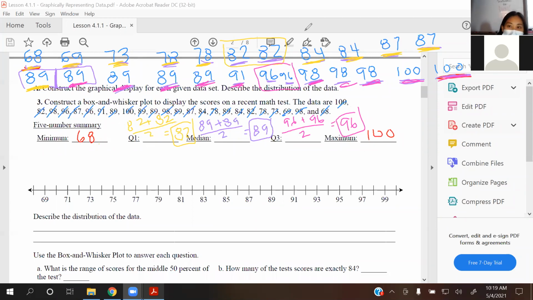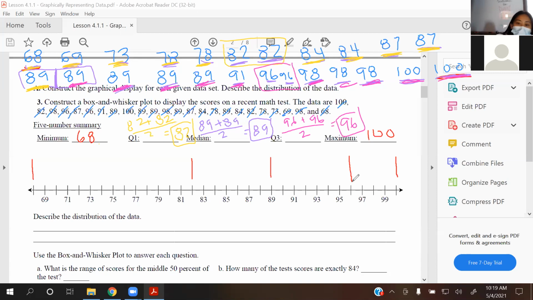Okay, so with this five number summary, I'm going to make a box and whisker plot. So above the 68, which is right here, I'm gonna draw a vertical line. Above the 100, which is your maximum, I'm gonna draw a vertical line. And then above the Q1, which is 82, which is right here, put a vertical line. Above the 89, which is your median, I'm gonna put a vertical line. Lots of vertical lines here. Above the 96, which is your Q3, I'm gonna put a vertical line. Okay, so I just put vertical lines on all of our five number summary.